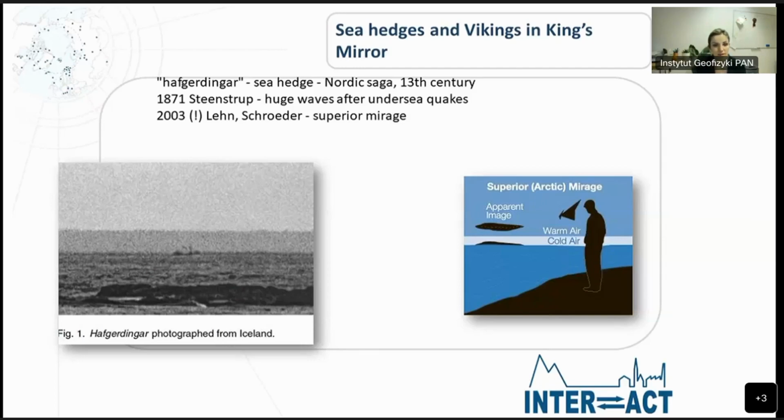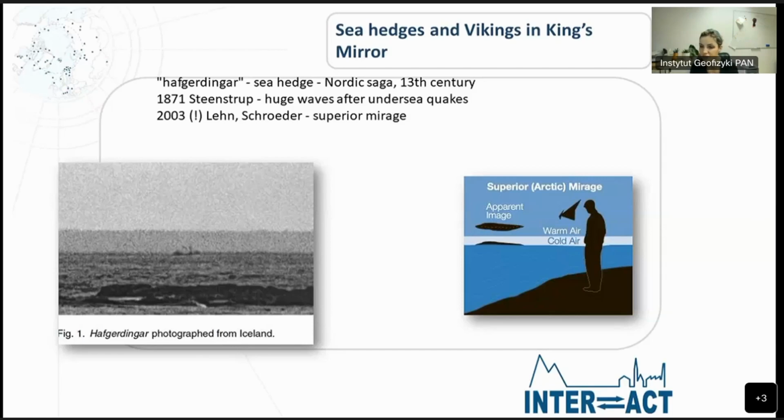But not that long ago, in 2003, a different explanation of this phenomenon was proposed by Lehn and Schroeder. It was again a superior image, a superior mirage, just like Fata Morgana, which is known in desert areas. So again, we have different refractive indexes of air layers at different temperatures. And in the Arctic, we encounter upper mirages.